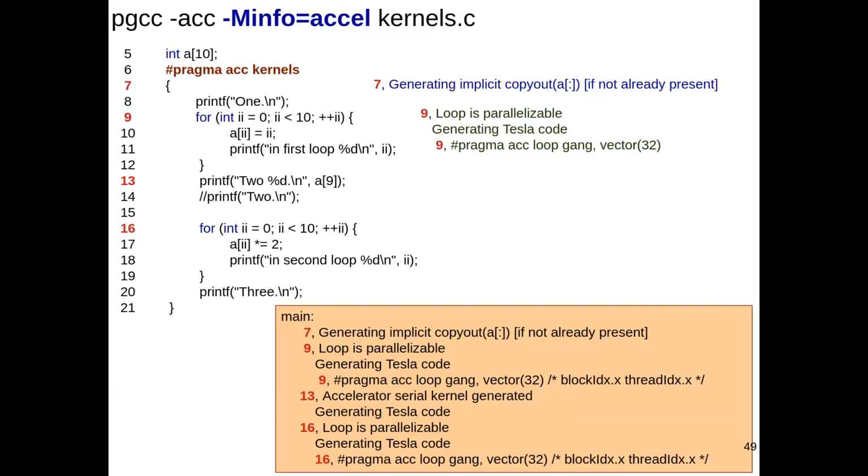I have a small observation. At line 7, they are saying generating implicit copy out if not already present. It might be the case that it's already present and they might not need copy out. Yeah, that is true. Since A is already there on the CPU and it is not modified on the GPU, it is not copying. So this effect is definitely not required.